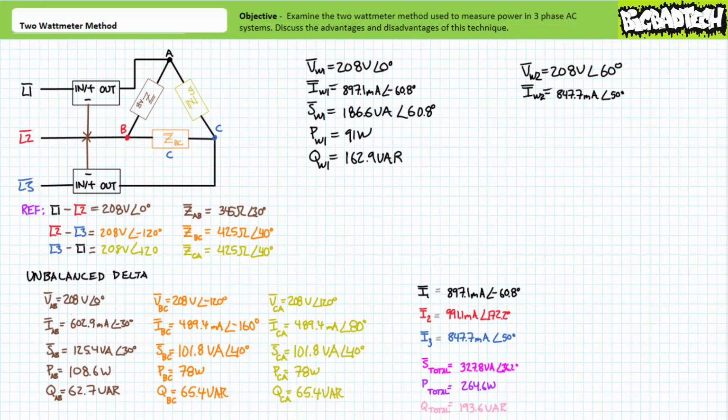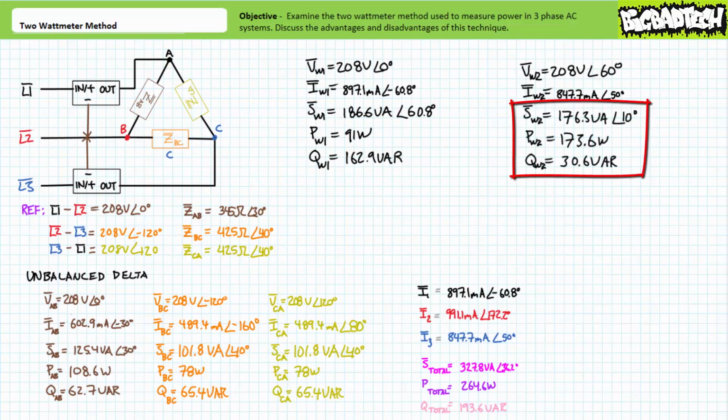Wattmeter 2's voltmeter is flip-flopped. Wattmeter 2's line 3 to line 2 voltage reading would be 208 volts at an angle of 60 degrees, and its line L3 current reading would be 147.7 milliamperes at an angle of 50 degrees. Current would lag voltage by a relative 10 degrees. Application of the AC power formula demonstrates wattmeter 2 would display 176.3 volt amperes of apparent power, of which 173.6 watts is directed towards real power and 30.6 VARs is directed towards reactive interchange. Again, taken in isolation, this wattmeter's reading is also garbage because it's not the whole picture.